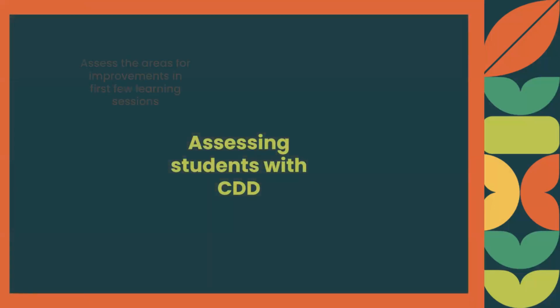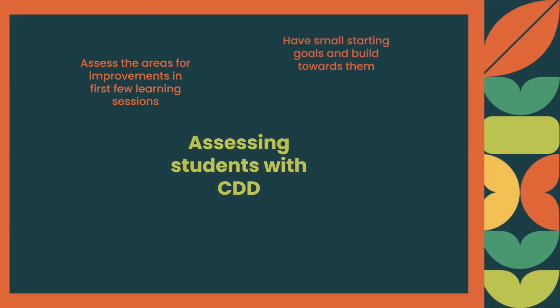Assessing students with CDD. Assess areas for improvement in the first few learning sessions. As soon as you get on to delivering the information and seeing how your student works, set a few small goals and then slowly build up towards them. Especially when you're first starting out, make sure there are very achievable goals, build up from there, and then start seeing the slow improvements. So start small and build towards them.